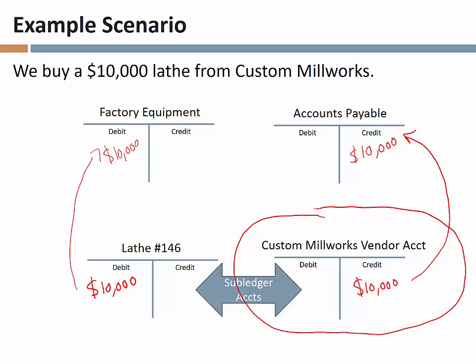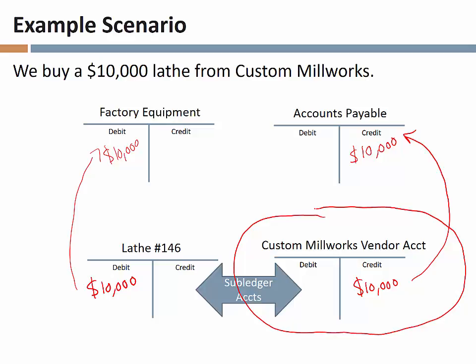So here's my question for you. Suppose I want to buy this lathe, and I want to buy it from Custom Millworks, but I'm just guessing that I will probably never buy another lathe from them again. Maybe I only buy a lathe every 20 years in my company. This is a transaction that I just don't see recurring. So what happens if I want to engage in this transaction, but I don't want to set up that vendor account? Is there a way that I can do this?